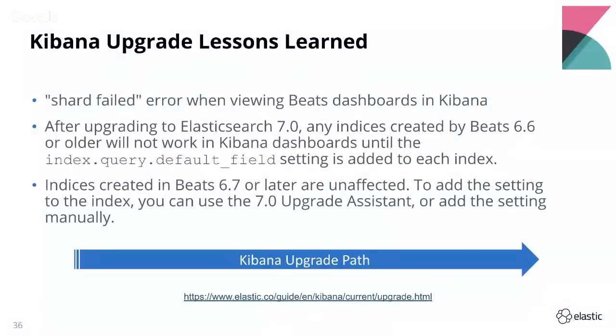When you upgrade Kibana, you may get a message that a shard failed when you're viewing a Beats dashboard. If you have a dashboard specifically from Beats where you're visibly seeing this in Kibana, I would definitely listen up. After upgrading to Elasticsearch 7.0, any indices created with Beats 6.6 or older won't work until you add the setting index.query.default_field to each index. Once that's been done, this will resume and be okay. Indices created in Beats 6.7 or later are not affected.